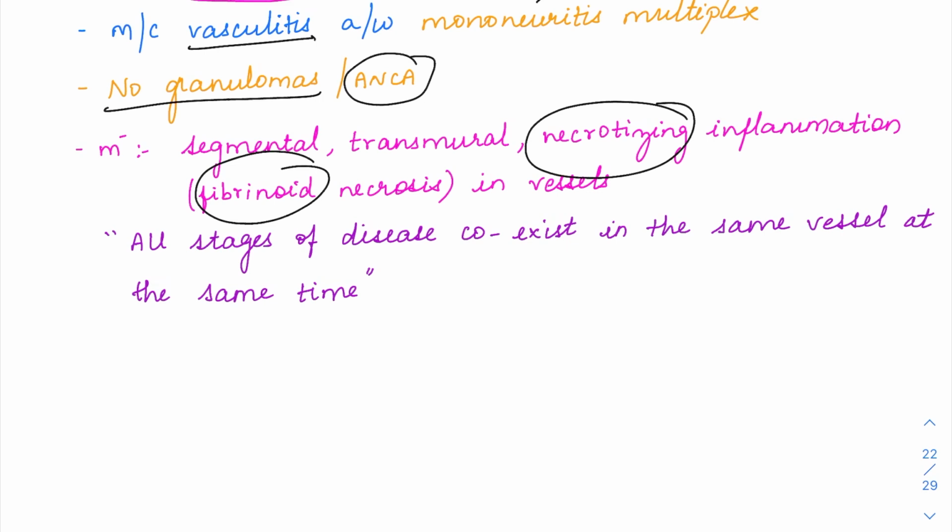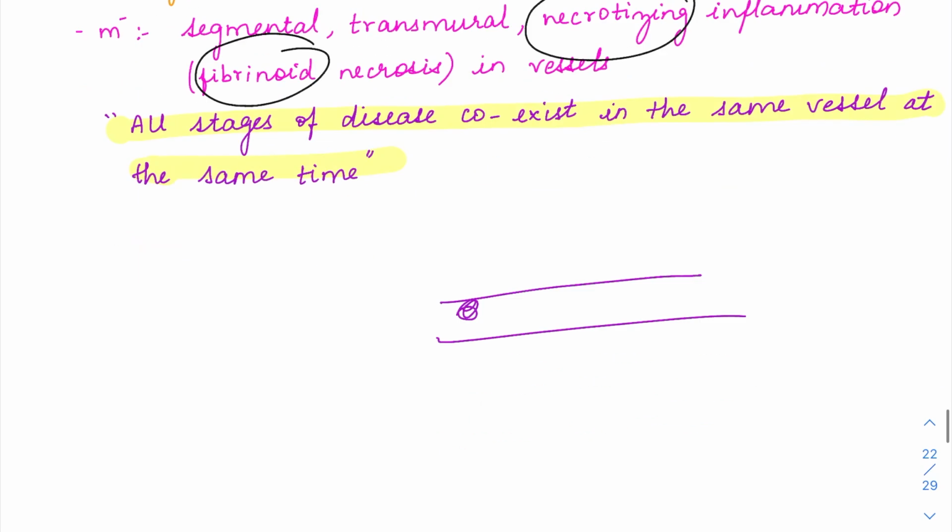And the very important thing about PAN is, suppose it was a vessel like this. In this vessel itself, you can have various stages of the disease. All stages of the disease will coexist in the same vessel at the same time. That is what is important about PAN.